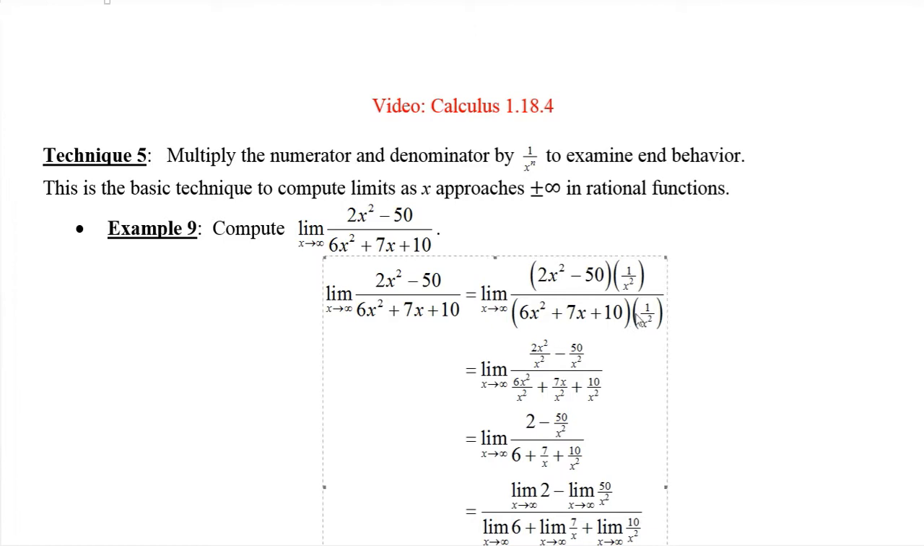Then we distribute. So we get 2x squared over x squared minus 50 over x squared in the numerator, and in the denominator, 6x squared over x squared plus 7x over x squared plus 10 over x squared. Now we simplify where possible. x squared over x squared is 1, so the numerator is just 2 minus 50 over x squared. The x squareds cancel in the first term of the denominator, so that's 6. One of the x's cancels here, so this is 7 over x, and then we have 10 over x squared.